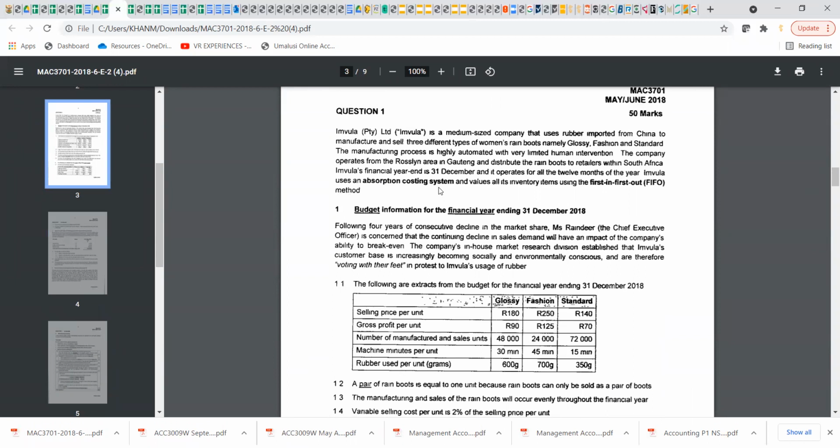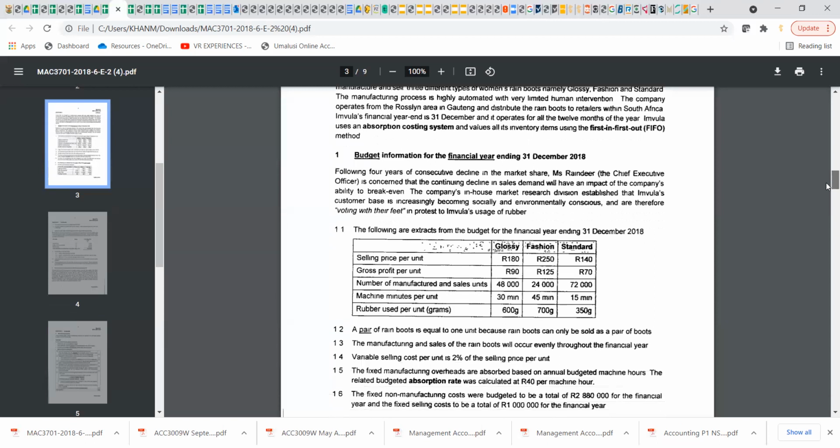Why is that important? When you see the costing system, what must you think? When you read absorption costing system, you must tell yourself that the cost of a product is made up of direct material, direct labor, variable manufacturing overheads, and fixed manufacturing overheads. If it was the variable costing system, it would have been only direct material, direct labor, and variable manufacturing overheads. So just remind yourself about that. Now we have budgetary information.